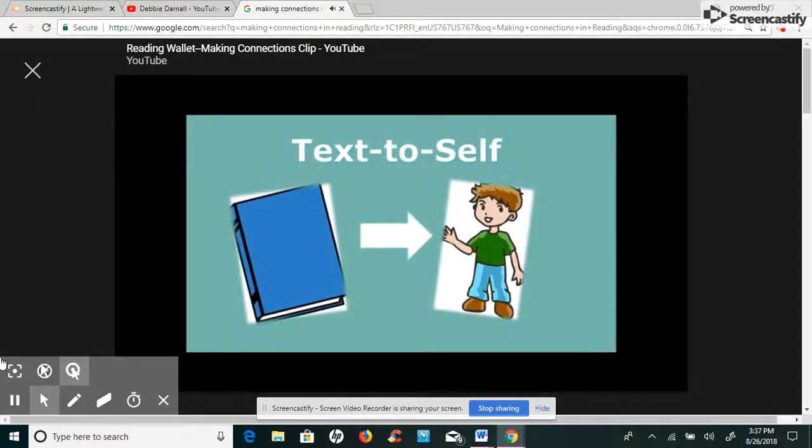Did reading that remind you of anything that's ever happened to you? If it did, you made a text-to-self connection. Maybe you've dropped your ice cream before. We call this text-to-self because the text reminded you of yourself.